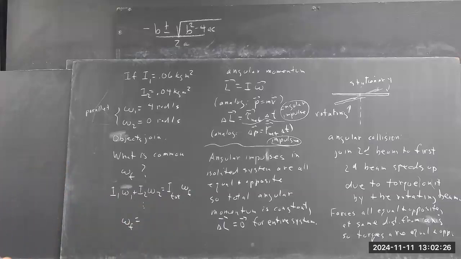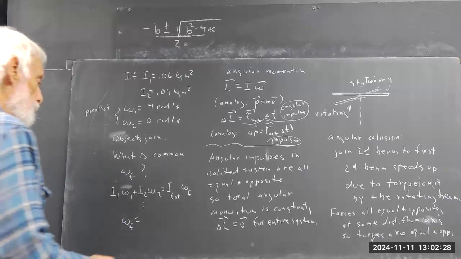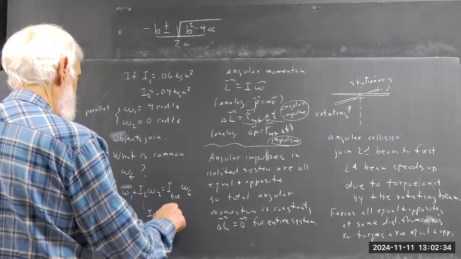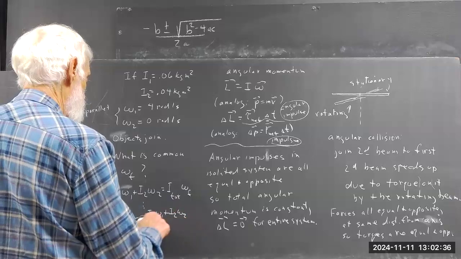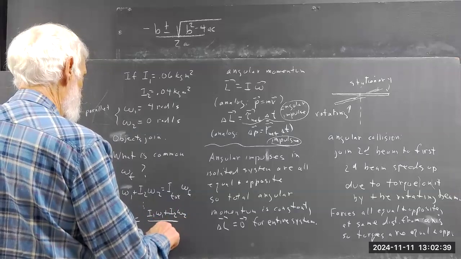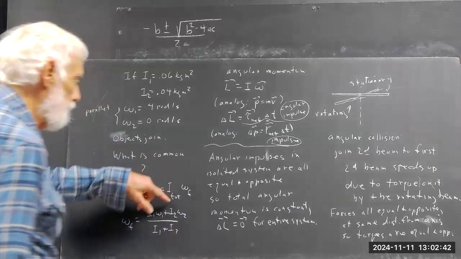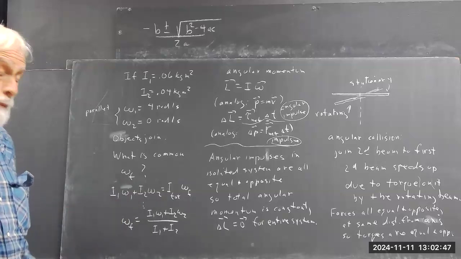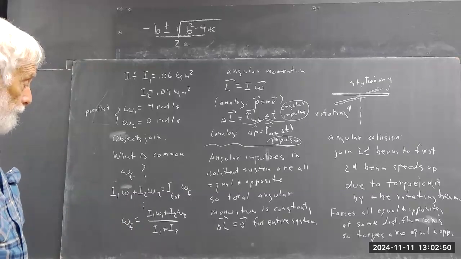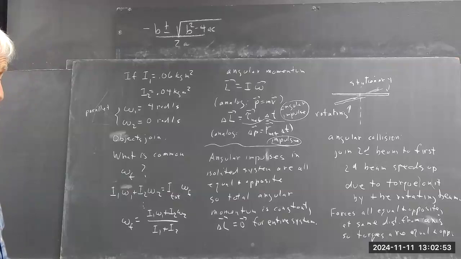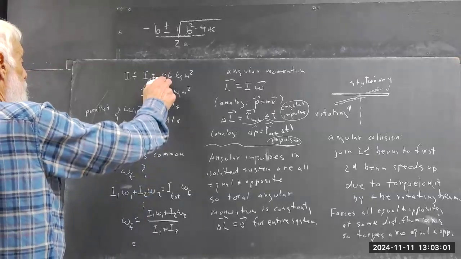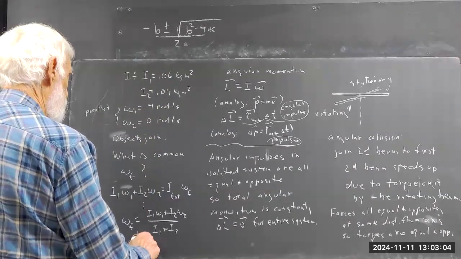So that's where we want to go. Still, it's really easy to solve the equation. Now, instead of I total, I wrote I1 plus I2. This is a system of just two objects. Right there we have it. Okay. And I1 omega 1, 0.06, that's 4.24.